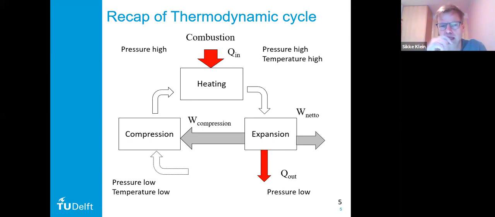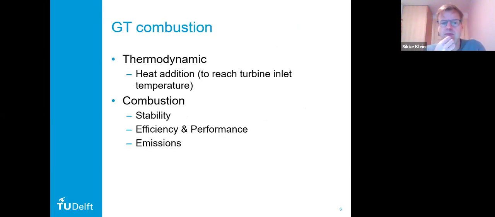And by that conversion of chemical into thermal energy, you get the high temperature required to get the efficient expansion. So you get expansion in the turbine to drive the compressor and some net power left. Important here is really the conversion of chemical energy into thermal energy, and thermal energy is necessary to drive this thermodynamic cycle. So if you look at combustion from a GT's perspective, it's the heat addition to the system, to reach the turbine inlet temperature.